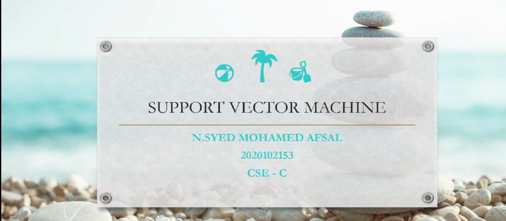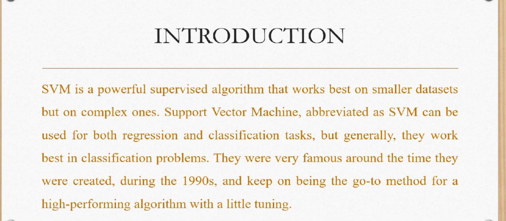Today we are going to discuss the topic support vector machine. Introduction. Support vector machine is one of the most popular supervised learning algorithms, which is used for classification as well as regression problems. The goal of the SVM algorithm is to create the best line or decision boundary that can separate n-dimensional space into two classes, so that we can easily put a new data point in the correct category in future.